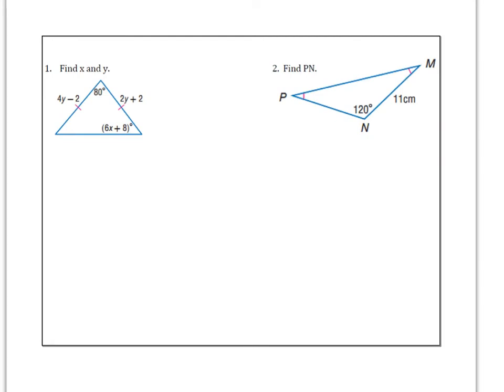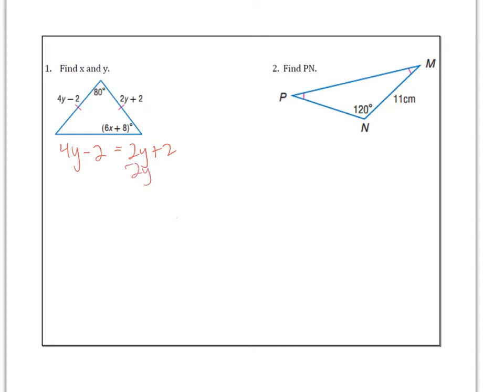Number 1, find x and y. So right away I notice the y's, and I see that there's tick marks on those two sides. So this side over here on the left is 4y minus 2, and this side over here on the right is 2y plus 2. They should be congruent because they each had one tick mark. I'll just erase this so you can see the tick marks a little better again. And so what I would do is 4y minus 2 equals 2y plus 2, and I would solve this.